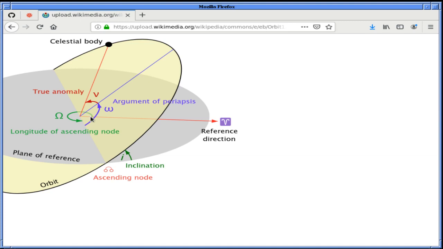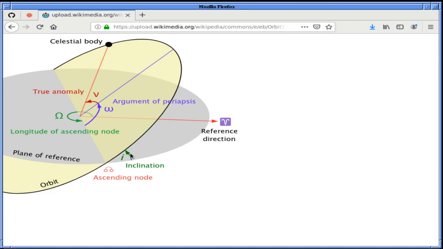We start from the reference direction, and this means the first point of Aries. Not in Aries anymore, but you know, the zero hour. And then the first thing we do is we say, well, where exactly does this thing jump in and out of the ecliptic plane? And that is called the longitude of the ascending node. Then the question is how far, what's the degree measurement, how tilted is it?